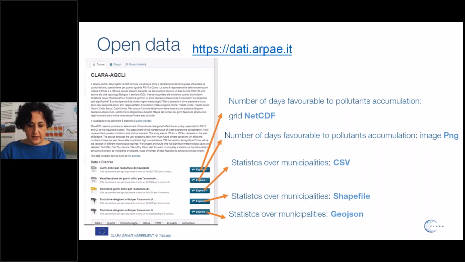The second resource is composed of the images in PNG format. The other 3 resources concern the statistical analysis for each municipality. The files contain the summary of the distributions for every municipality. They are available in text format as comma separated values, and also in vector file of polygons in shapefile and GeoJSON format.